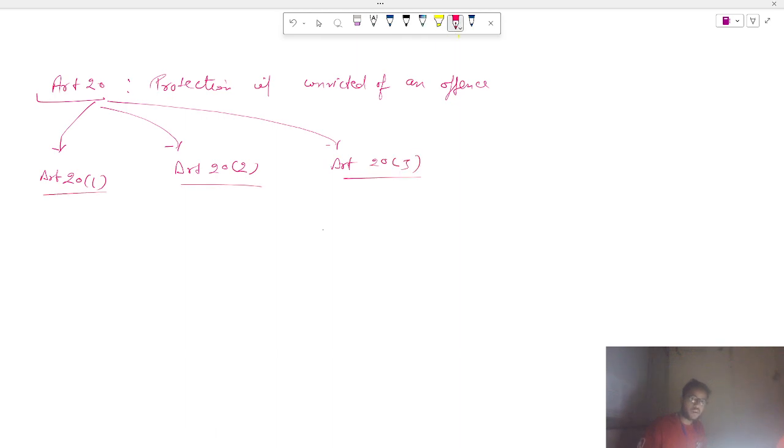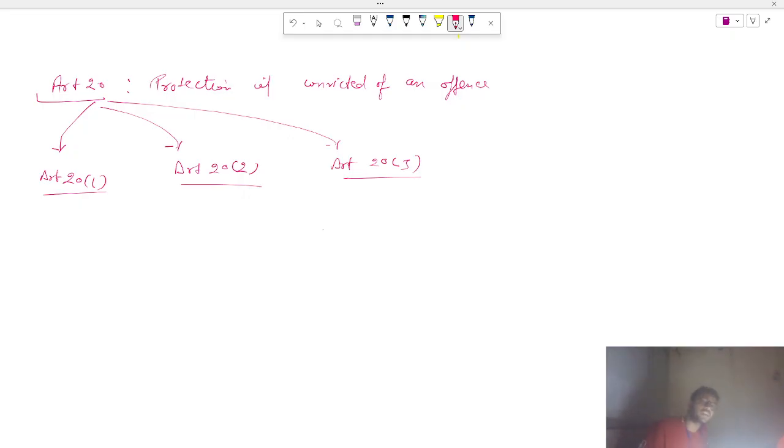Now first read what Article 20 clause 1 says. Article 20 clause 1 says that no person, whether it is a citizen or any foreign person, so it applies for both the persons. It says that no person shall be convicted of any offense except for violation of a law in force at the time of the commission of the act charged as an offense, nor be subjected to a penalty greater than that which might have been inflicted under the law in force at the time of commencement of the offense.